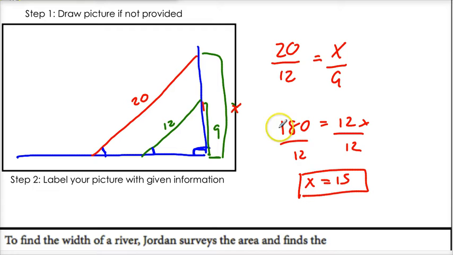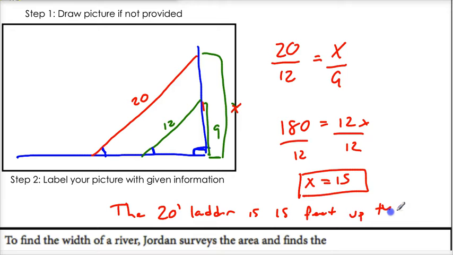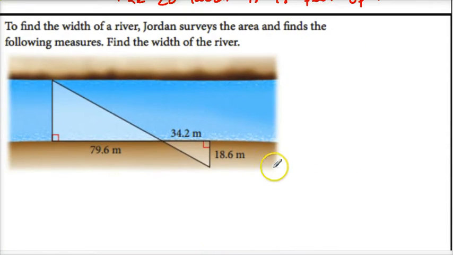Okay, so how far up the wall is the 20-foot ladder going? It is 15 feet up the wall. So the real key to doing these is drawing a nice picture, better than I can because I'm not good at drawing pictures, and then just solving it out.